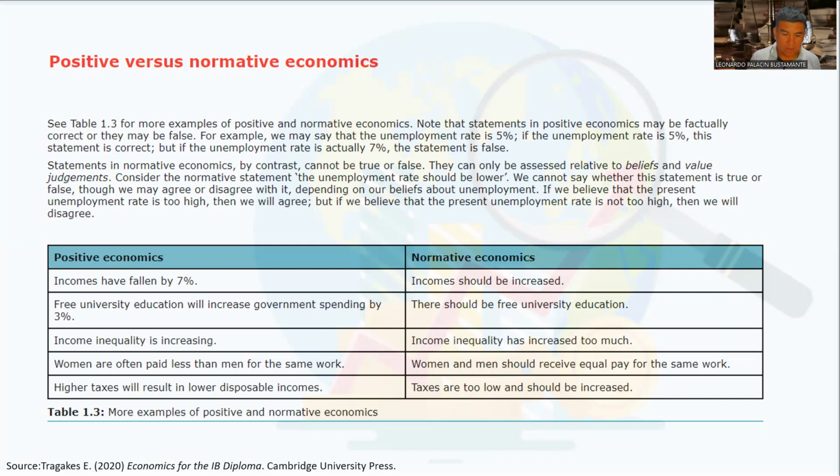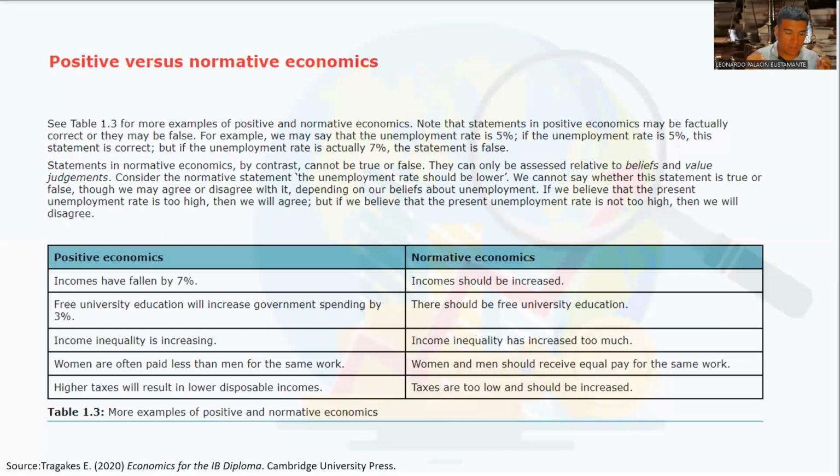By contrast, there should be free university education. Income inequality is increasing. Income inequality has increased too much. Women are often paid less than men for the same work. Women and men should receive equal pay for the same work. Higher taxes will result in lower disposable incomes. Taxes are too low and should be increased.